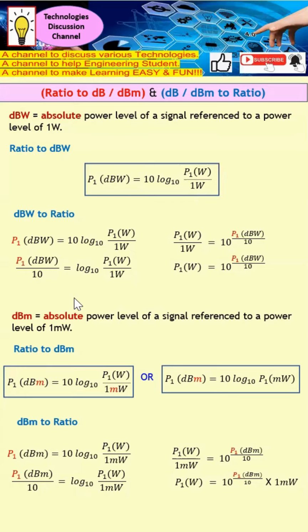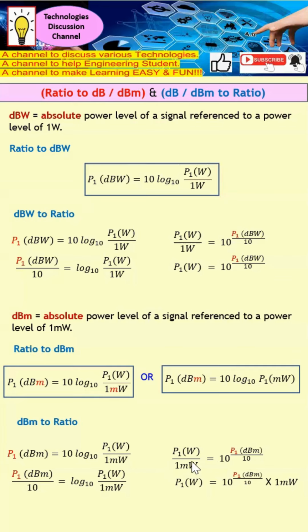The rest, for dBm, they are quite similar. From here, you can see that the reference is 1 milliwatt, as compared to earlier on, which is 1 watt. So this is the equation to convert from ratio to dBm, and this equation here is to convert from dBm back to ratio.